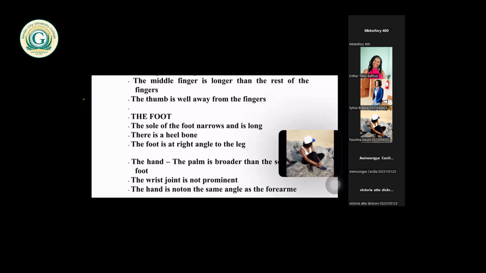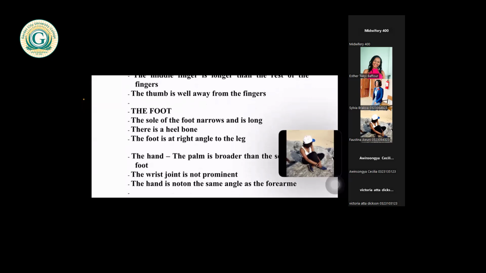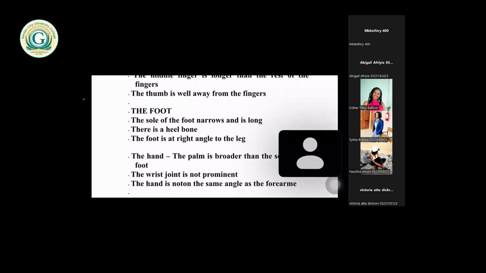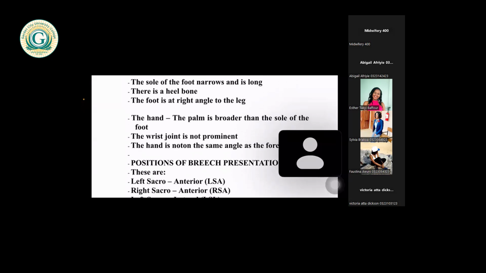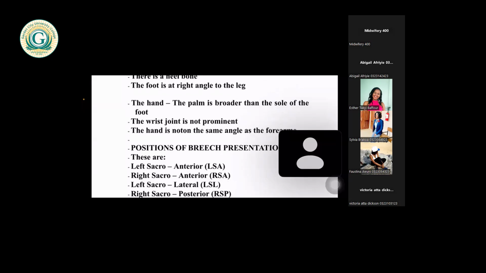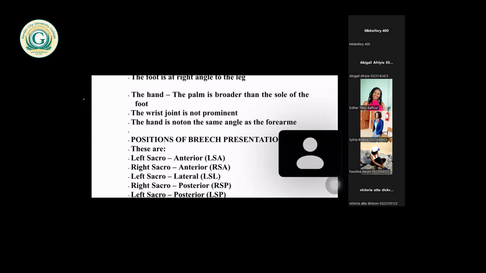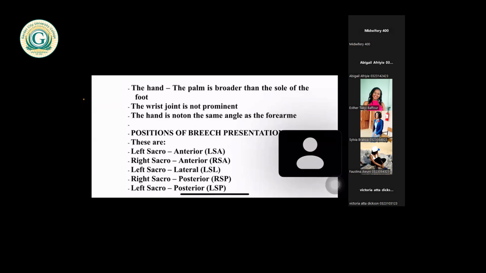With the foot, the sole of the foot narrows and is long. There is a heel bone. The foot is at a right angle to the leg. And when it comes to the hand, the palm is broader than the sole of the foot. The wrist joint is not prominent. The hand is not at the same angle as the forearm.